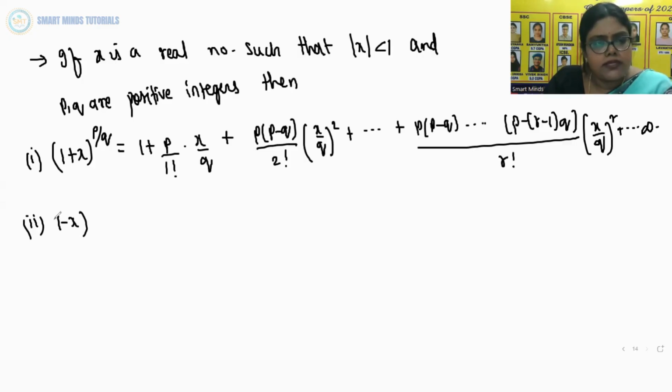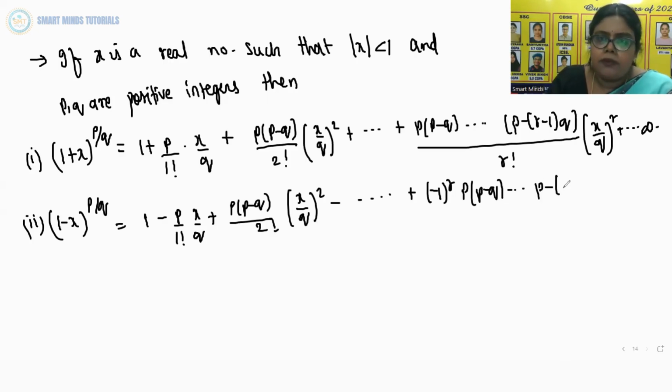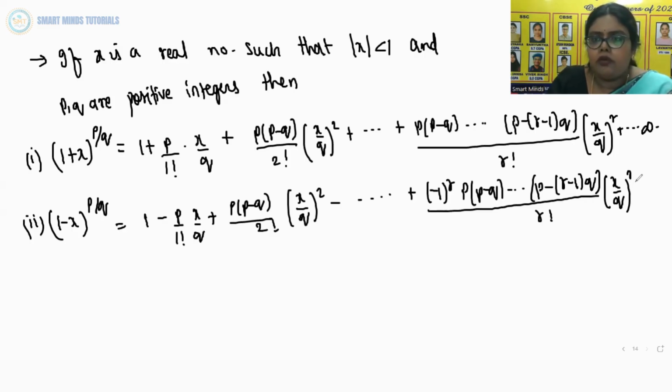Now what is (1 - x)^(p/q)? The same formula with alternate positive and negative signs. So 1 minus p by 1 factorial into x by q plus p into (p minus q) by 2 factorial into (x by q) whole square minus so on up to (-1)^r p into (p minus q) so on up to (p minus (r minus 1) q) by r factorial into (x by q)^r plus so on up to infinity.